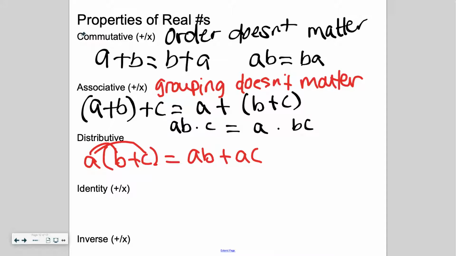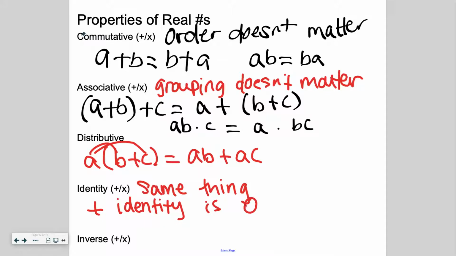Identity. The identity says that if you add something to it or multiply it by something, you should get that same thing back. So we're looking for the same thing. So if I add two numbers and I want the same number when I add them, what's the identity? What's the additive identity? So what plus a number gives me that number back? So what can I add to 2 to get 2? 0. So the additive identity is 0. Okay? Because 2 plus 0 is 2. 3 plus 0 is 3.